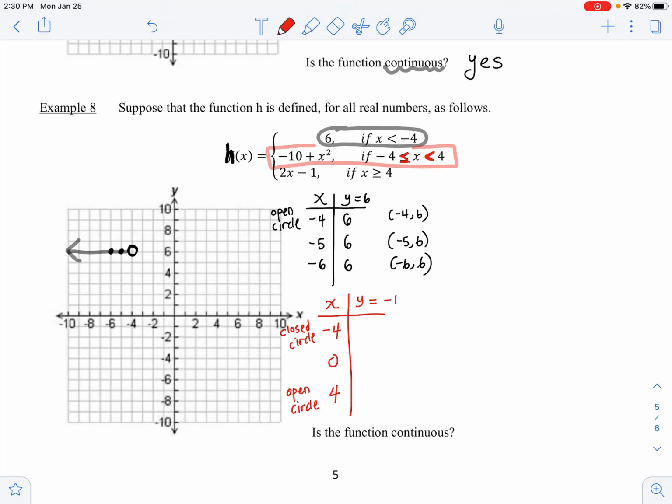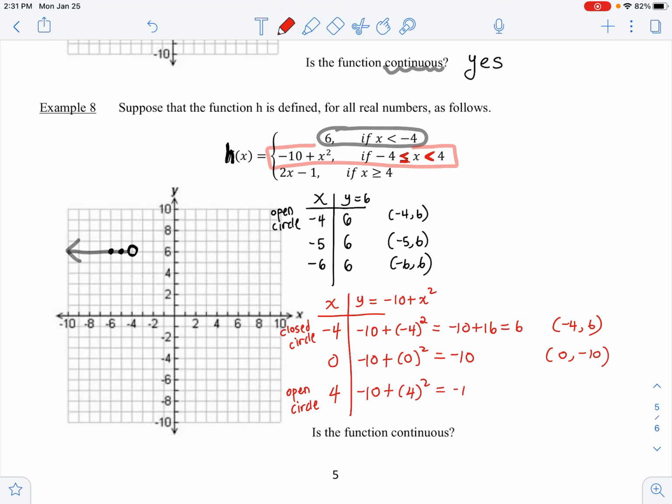So if I plug in these hand-picked x values into the function, I will get negative 10 plus negative 4 squared, which is negative 10 plus 16, 6. So let me put a closed circle at negative 4, 6. Plugging in 0 will give me just negative 10. So plot a point at 0, negative 10. And lastly, if I plug in positive 4, I'll get negative 10 plus 16. So we're back up to 6. So I'll plot an open circle at 4, 6.